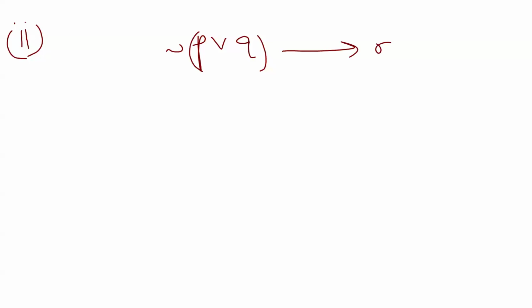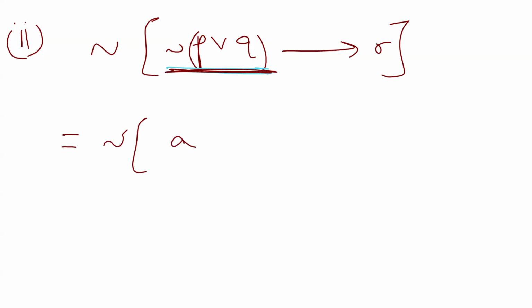Then second one. Negation of P or Q implication R. So we need to find the negation of this. ये पूरा statement का we have to find out the negation. Now this time, this entire thing along with this negation, I'll take it as A. पूरा का पूरा I'll take it as A. Negation of implication.